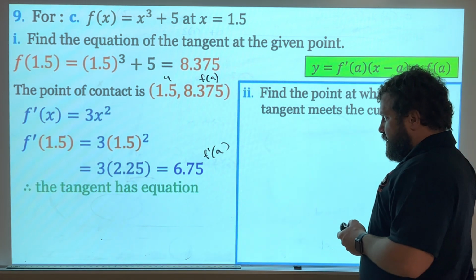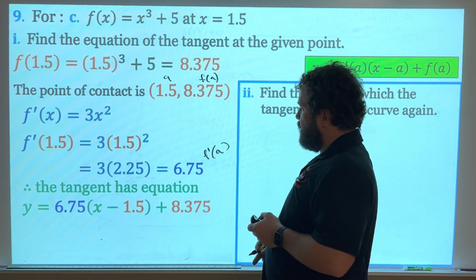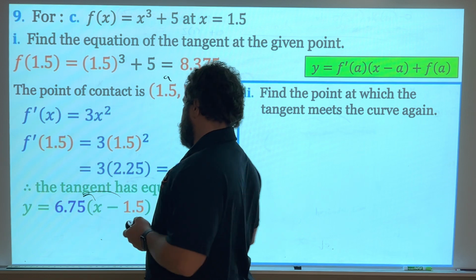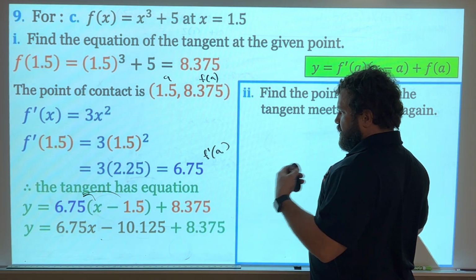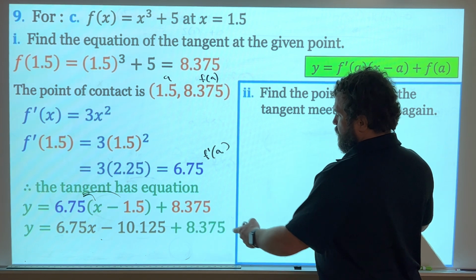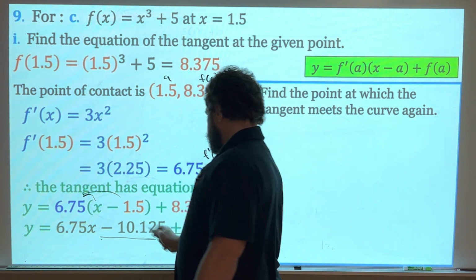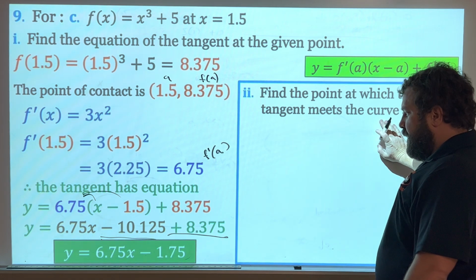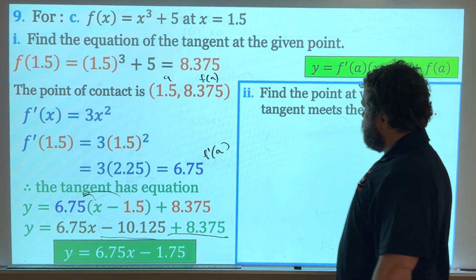I'm going to have the tangent as the equation. 6.75 times x minus 1.5 plus 8 and 3/8. Distribute. 6.75 times x minus 10 1/8 plus 8 and 3/8. Add these numbers together. You get 6 3/4 x minus 1 3/4. Right, so that's your tangent.